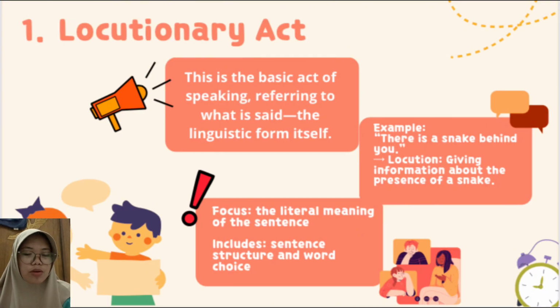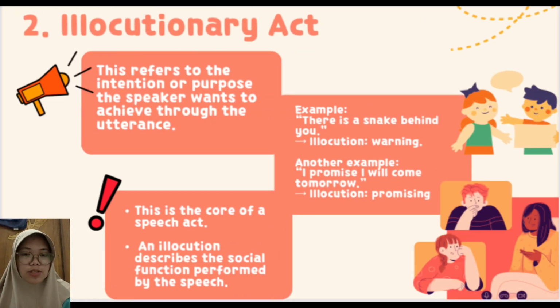It's different from the second type, called the illocutionary act. This refers to the intention or purpose the speaker wants to achieve through the utterance. This is the core of a speech act. An illocution describes the social function performed by the speech. For example, there's a snake behind you. In illocution, that means a warning.